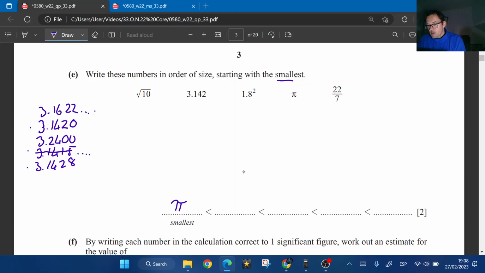Then we got these two left, 3.1420 and 3.1428. The 3.1420, which is just 3.142, is smaller, so you don't have to write the 0. And then of course the last one, which was 22 over 7. Right, then we only got 2 left. 3.16 obviously is smaller, so that was the first one, square root 10. And then the middle one, 1.8 squared.